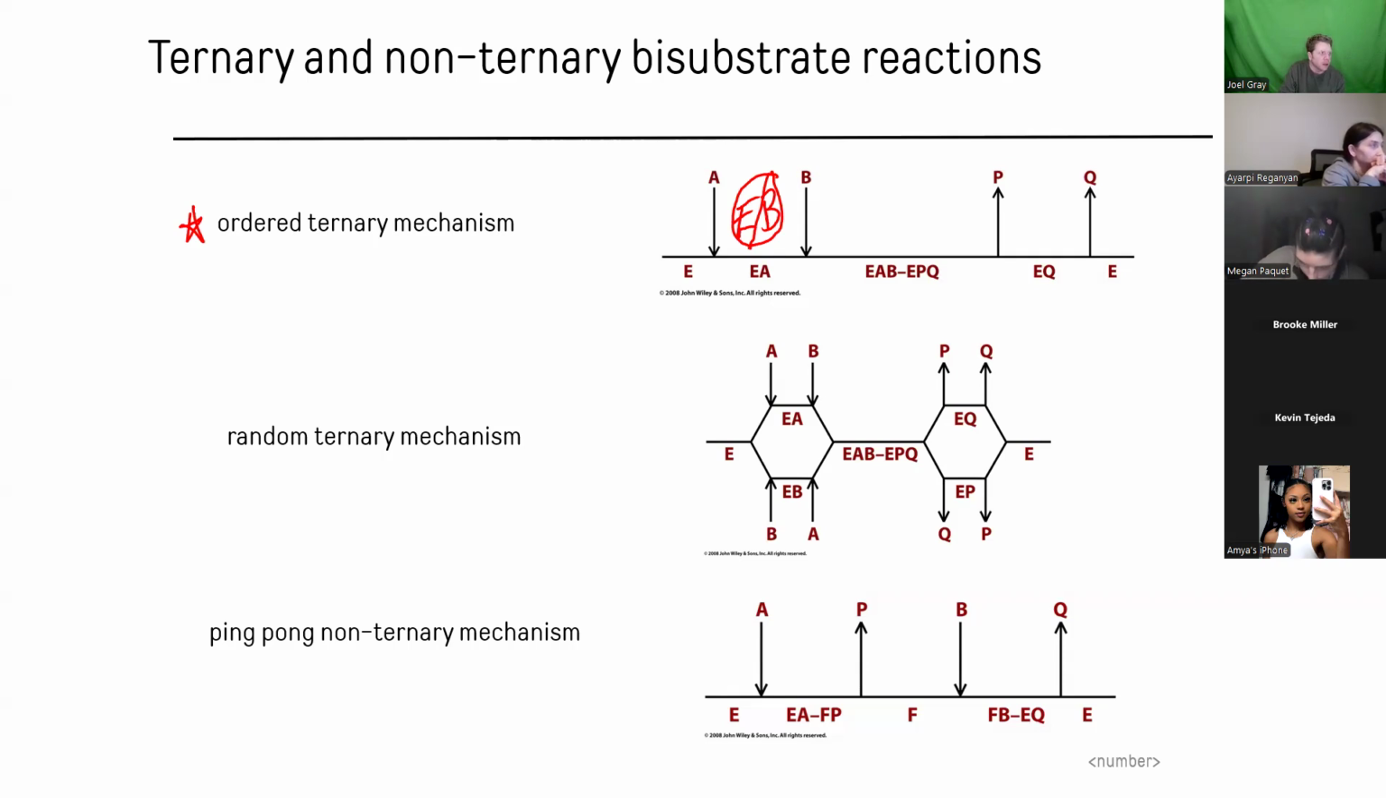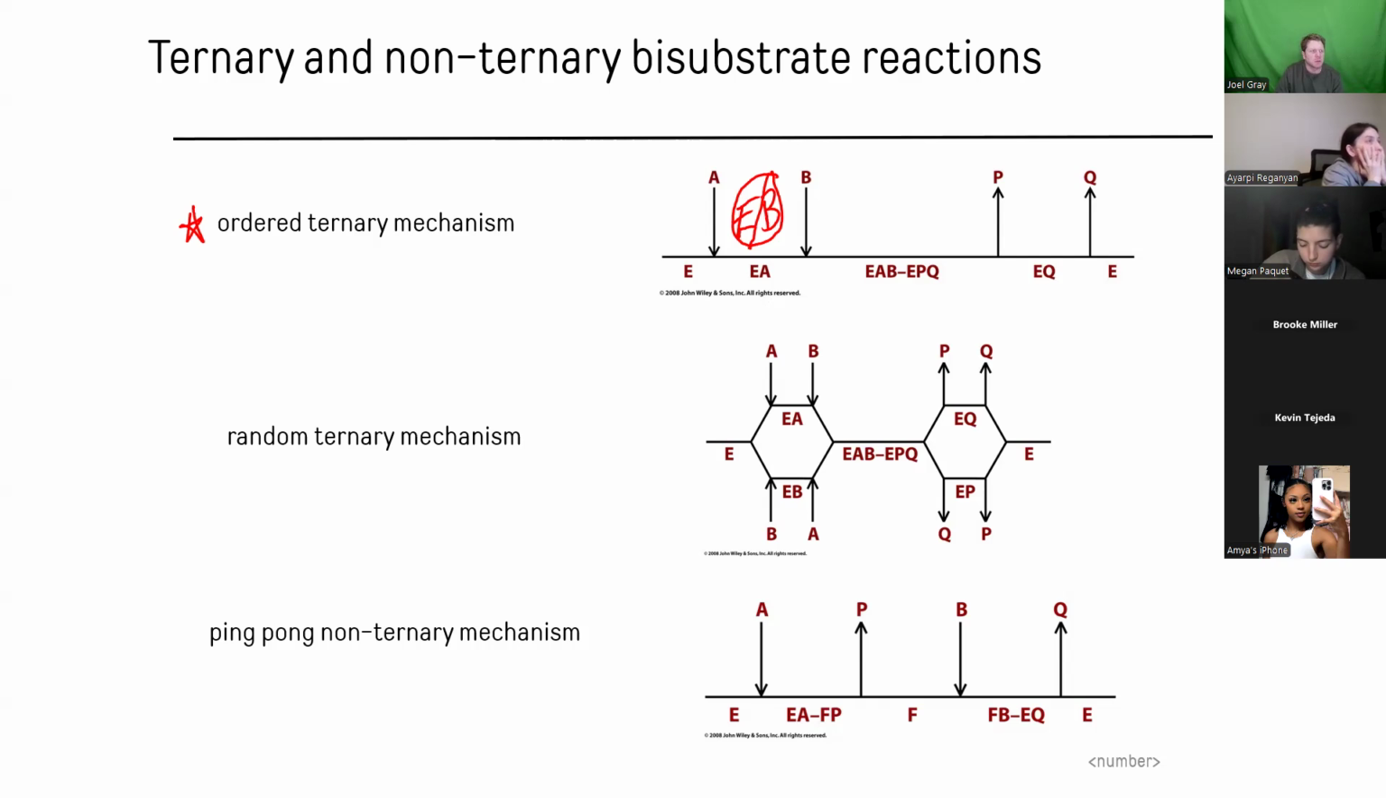The alternative to that, or in contrast to that, is an enzyme that doesn't really care which one it binds first. In which case, we've got our random reaction, where it could go down this pathway or down this route, where it will bind substrate A first and then substrate B, or it will bind B and then A, or A then B, and so on. And then the same thing goes for product release and the sequence in which those products are released.